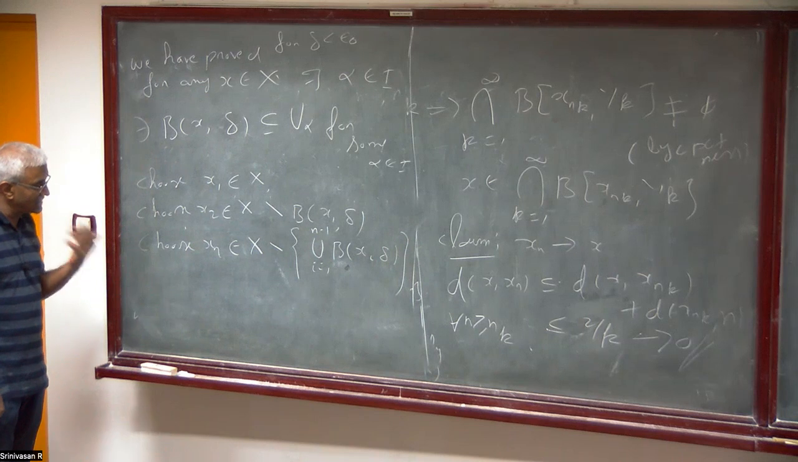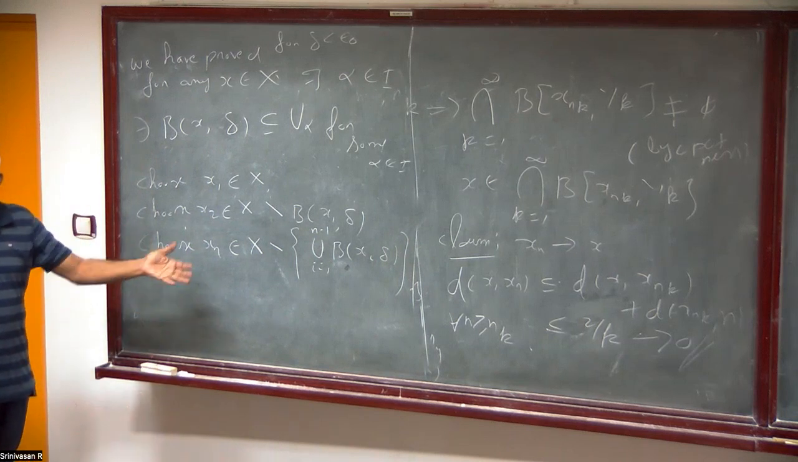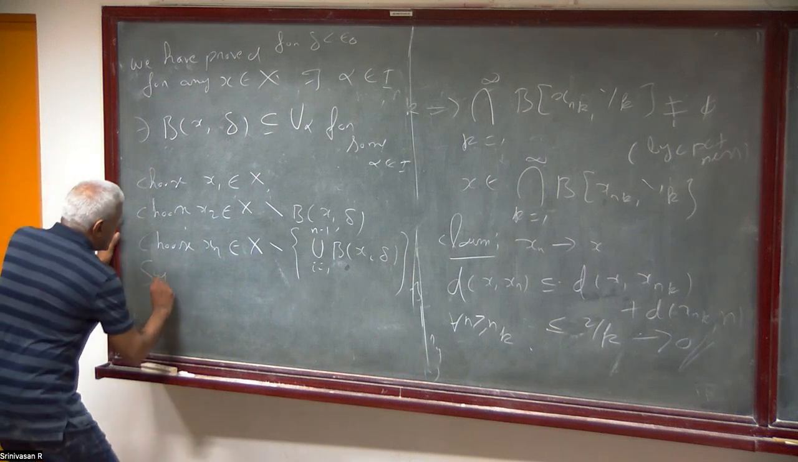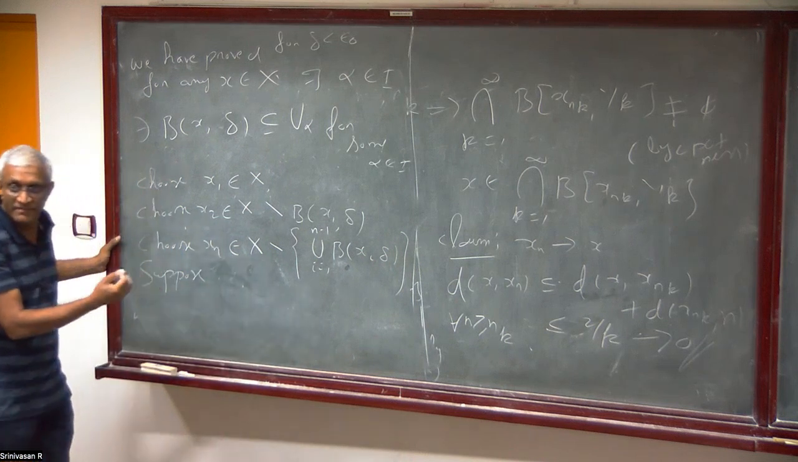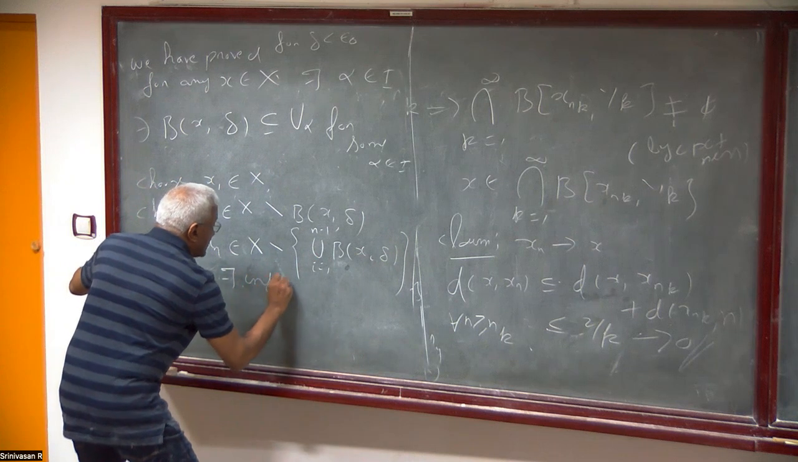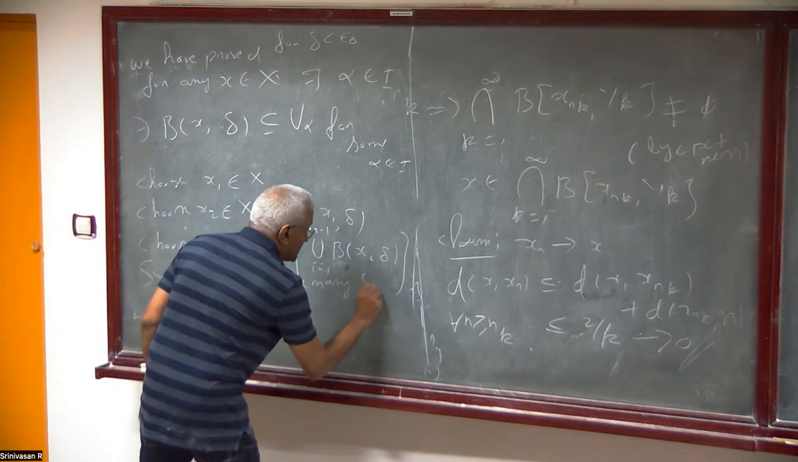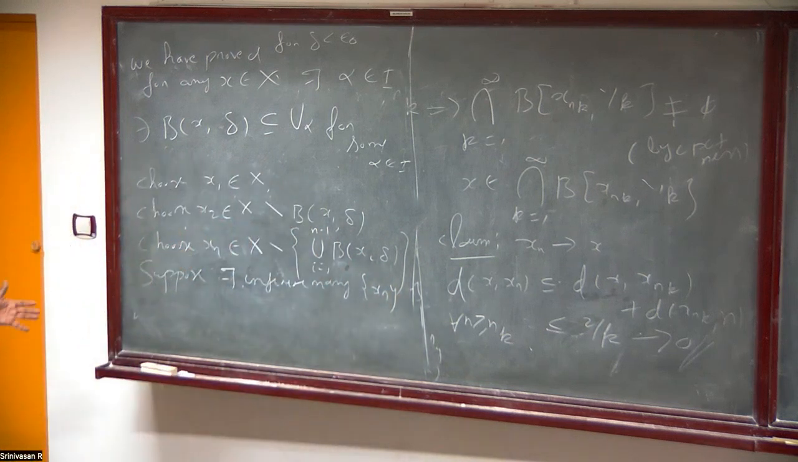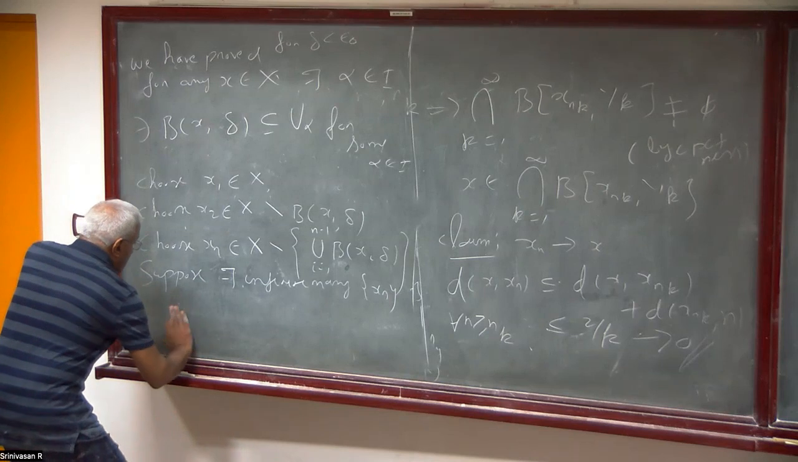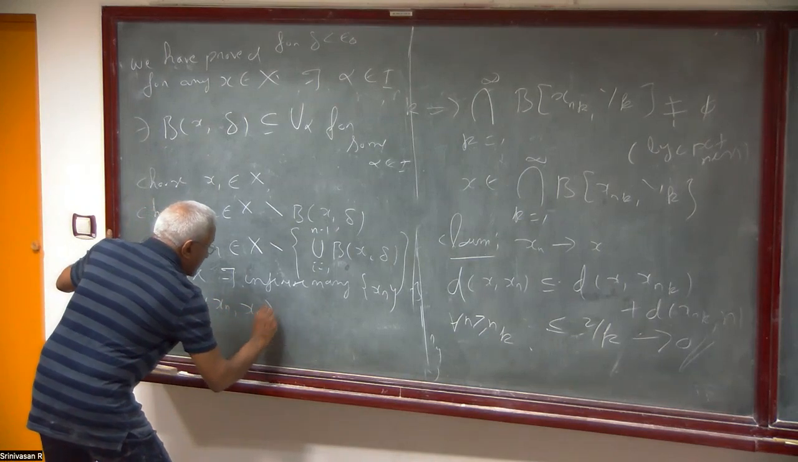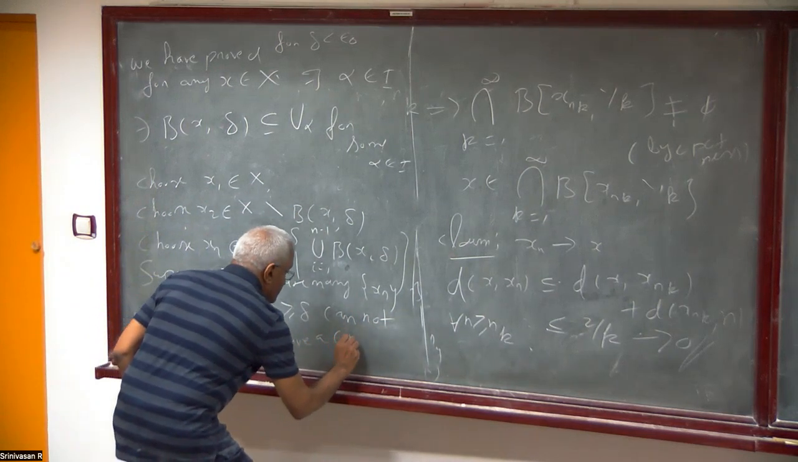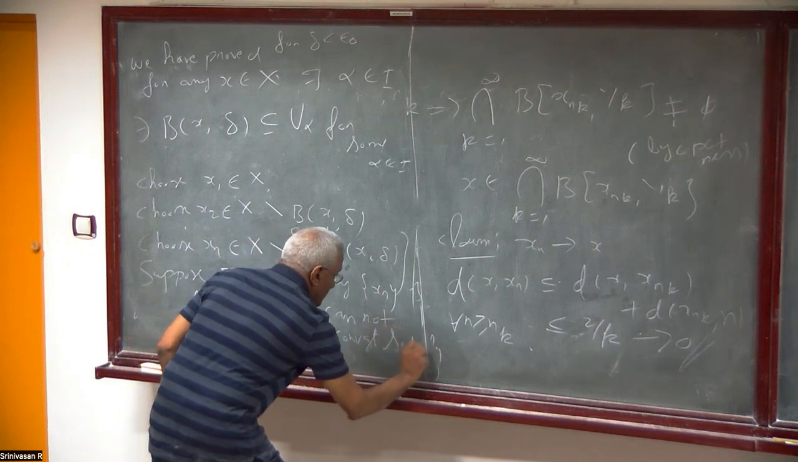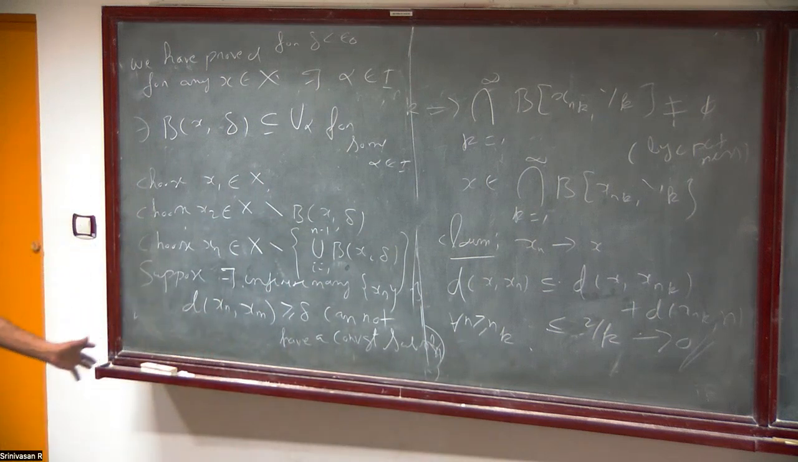But then this cannot happen. This has to stop at a finite level. Suppose you can choose infinitely many, suppose there exist infinitely many such x_n. Then the x_n's are separated by a distance delta, right? d(x_n, x_m) is greater than delta, so it cannot have a convergent subsequence, because they are separated by delta. So this has to stop at a finite stage.